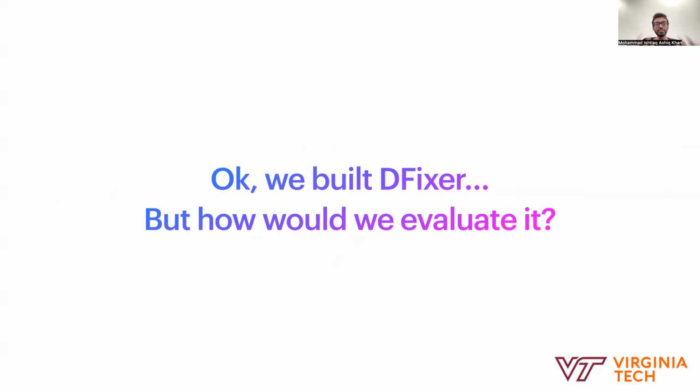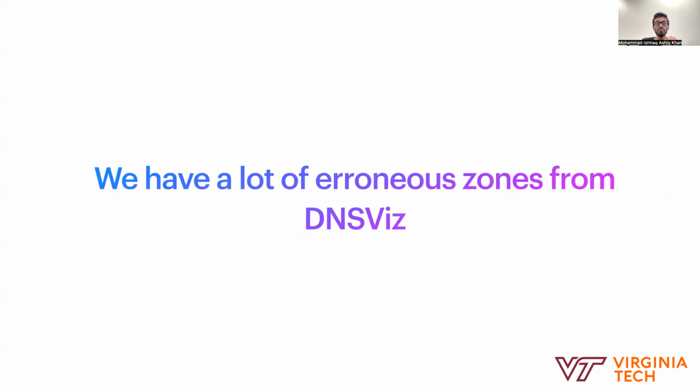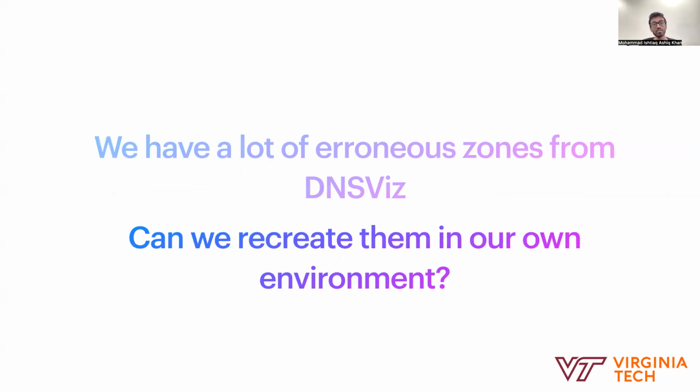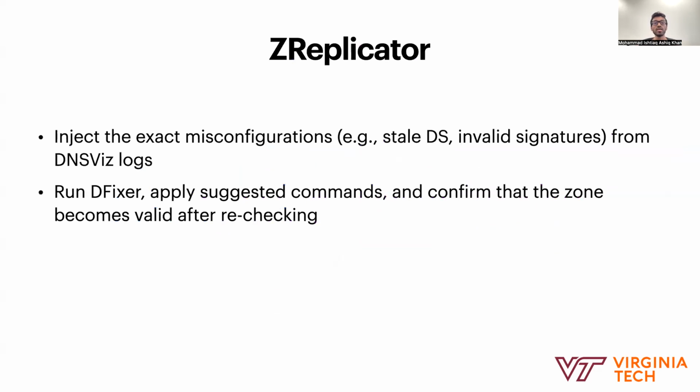Okay, now that we have built DFixer, how would we evaluate it? That's a problem. But remember that we have a lot of erroneous zones from DNSViz from the past. Can we recreate them in our own environment? Can we create a synthesized zone in our own environment, replicating those same errors? That is the motivation of our new tool called zReplicator. Our idea is to inject the exact misconfigurations present in the DNSViz logs, run DFixer, apply the suggested commands, and confirm that the zone is resolved.